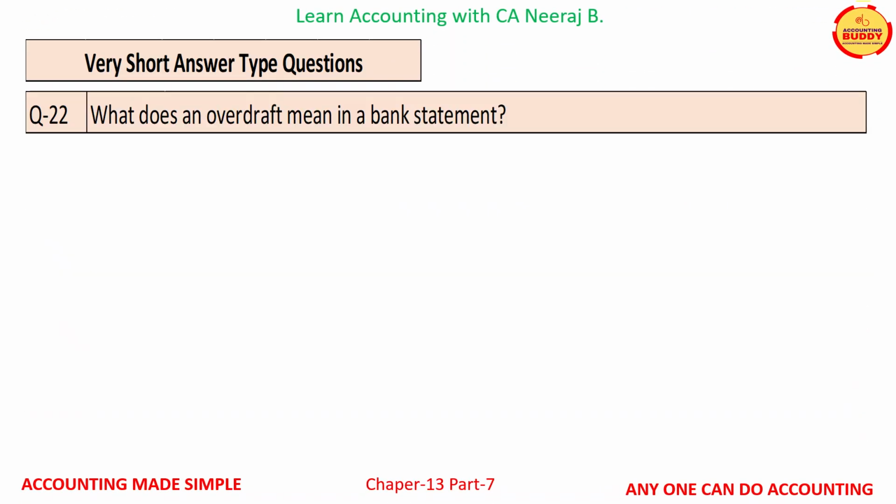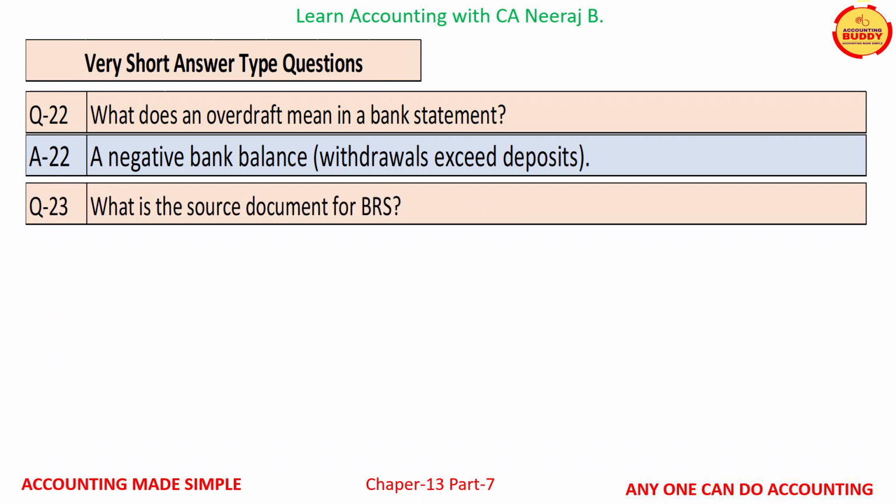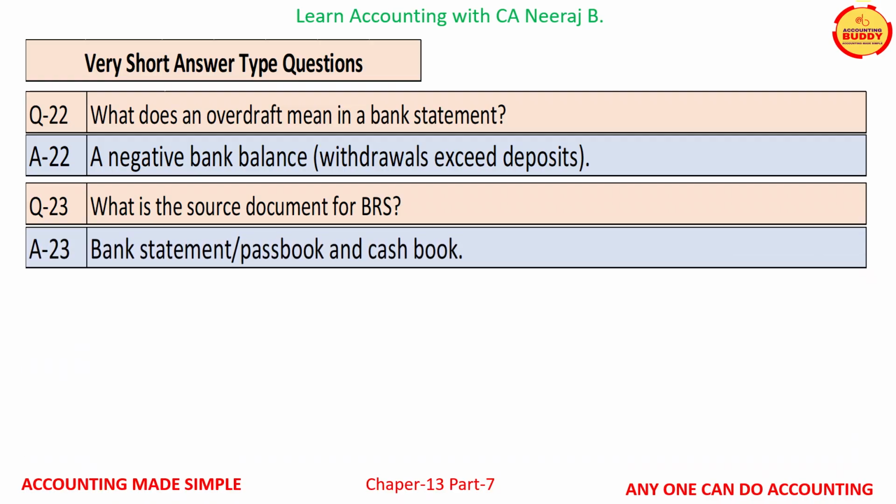Question number 22 is what does an overdraft mean in a bank statement? And the answer is a negative balance, withdrawals exceed deposits. Question number 23, what is the source document for bank reconciliation statement? And the answer is bank statement, passbook and the cash book.